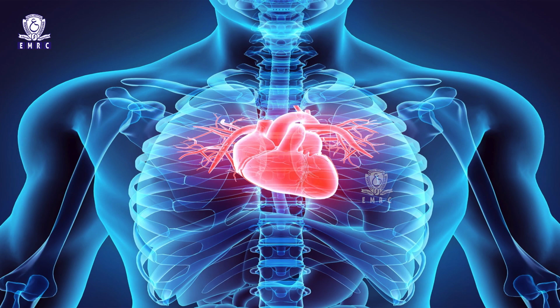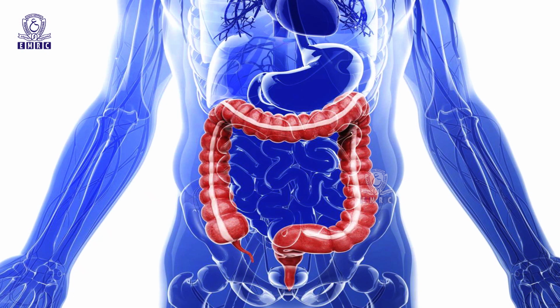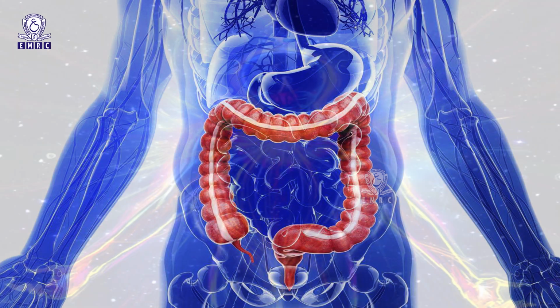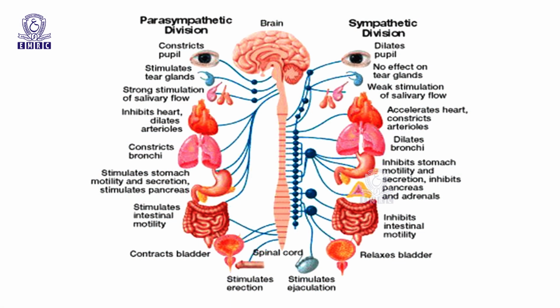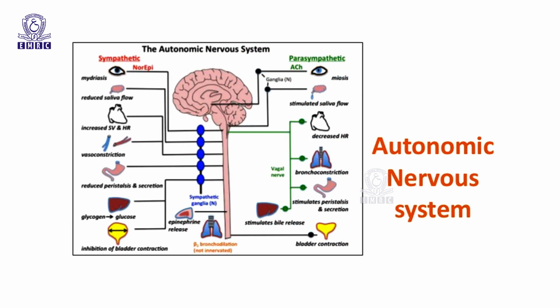The autonomic nervous system affects all of the organs such as the heart and blood vessels, the digestive system and so on. It is a part of the peripheral nervous system that carries information between the brain and all the other organs of the body. Parasympathetic nervous system and sympathetic nervous system: the autonomic nervous system has two divisions.